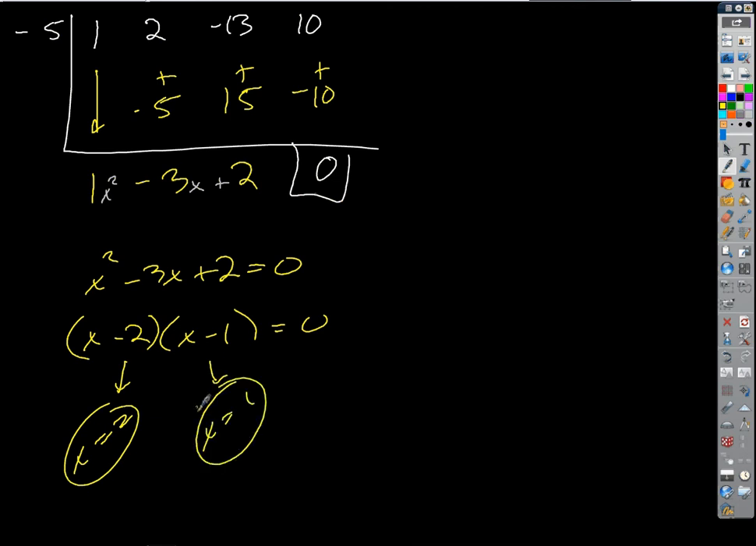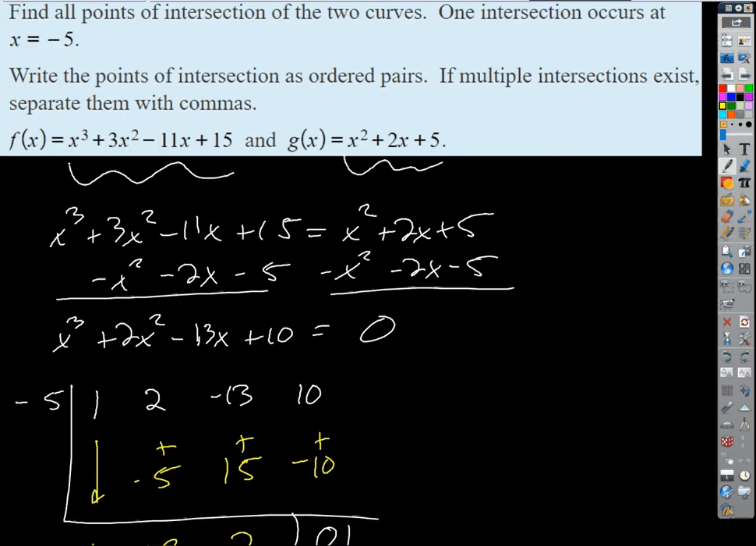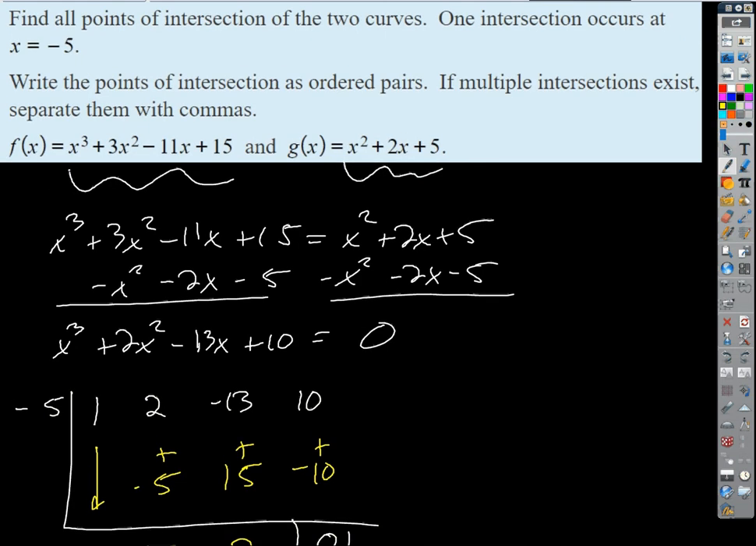Now notice, I messed this up earlier today. I didn't really finish this. I didn't read the question carefully. They want the points of intersection. So they want ordered pairs, right?